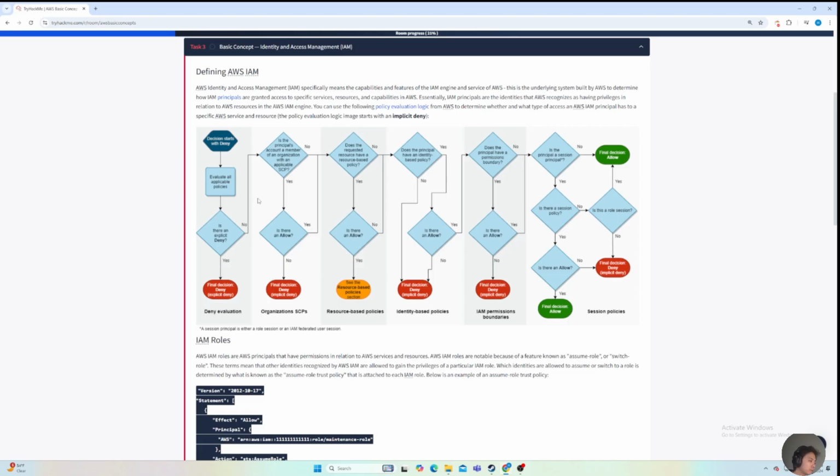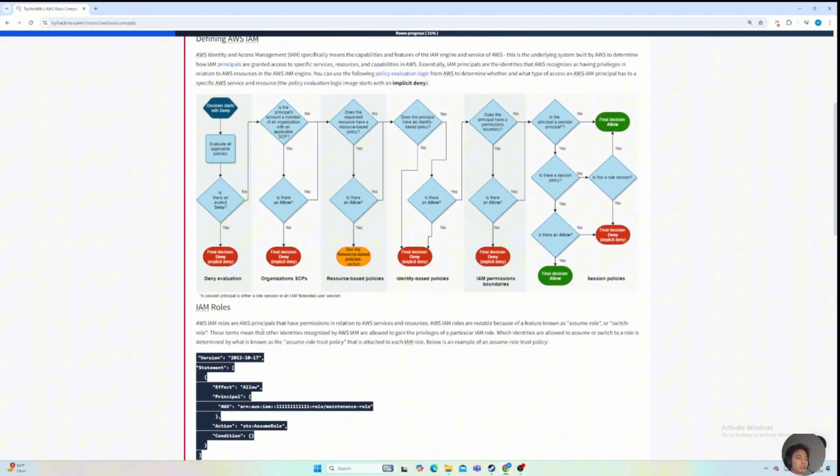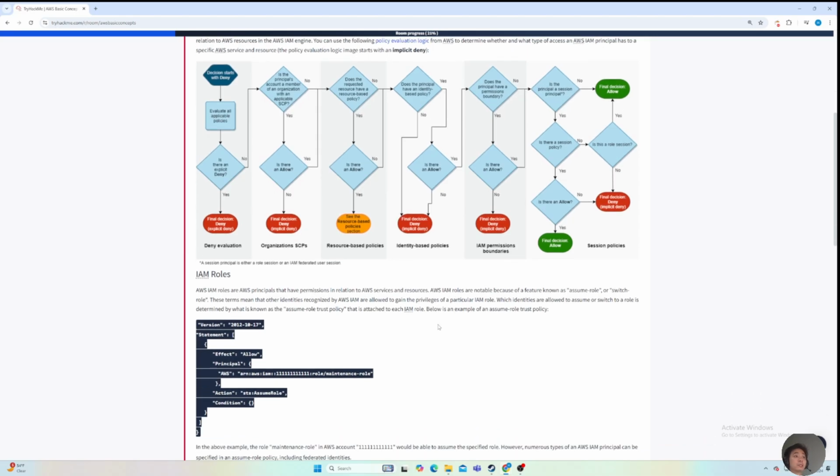IAM roles. AWS IAM roles are AWS principals that have permissions in relation to AWS services and resources. AWS IAM roles are notable because of a feature known as assume role or switch role. These terms mean that other identities recognized by AWS IAM are allowed to gain the privileges of a particular IAM role. Which identities are allowed to assume or switch to a role is determined by what is known as the assume role trust policy that is attached to each IAM role. Below is an example of an assume role trust policy.